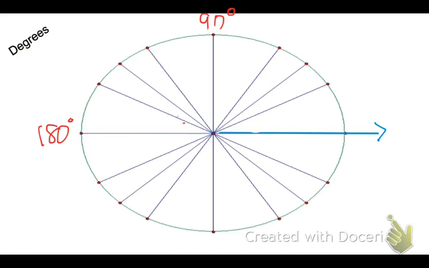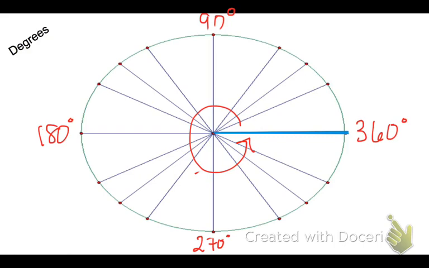If I were to keep going and stop at the negative y-axis, I'm still going all the way around. This is like a continuous angle. This would be 270 degrees. And last but not least, if I wanted to, I could go all the way around and be right back where I started. Of course, going all the way around is 360 degrees.